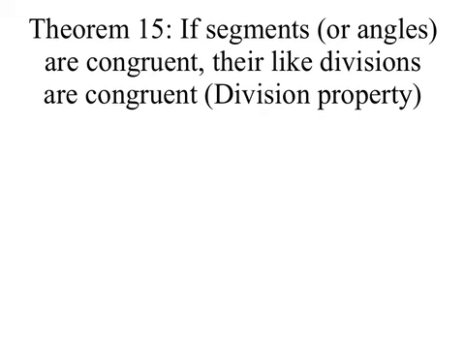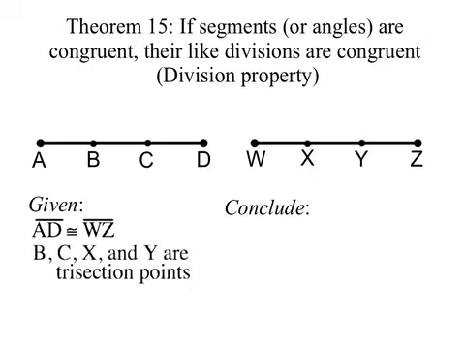In Theorem 15, if segments or angles are congruent, their divisions are congruent, also known as the division property, and also a theorem that could be stated as two separate theorems, one for angles, one for segments. In an example of this theorem, we'll use two trisected segments. So we're given that AD is congruent to WZ and that each one of those segments is trisected. The first one by points B and C, and the second one by points X and Y.